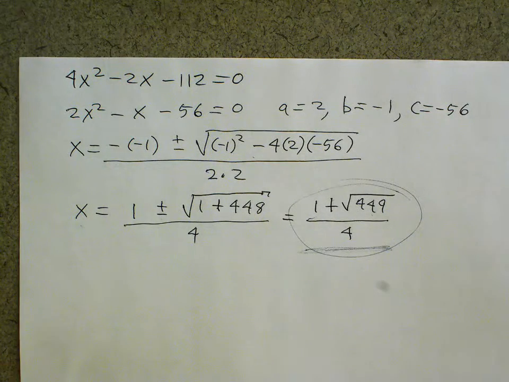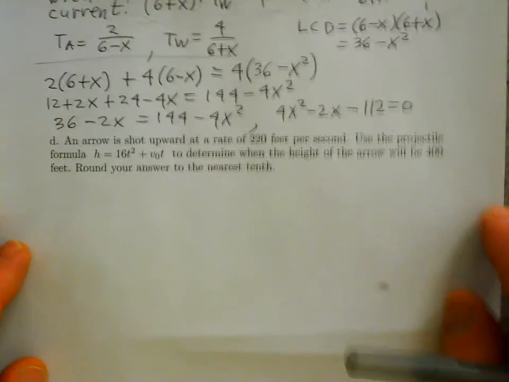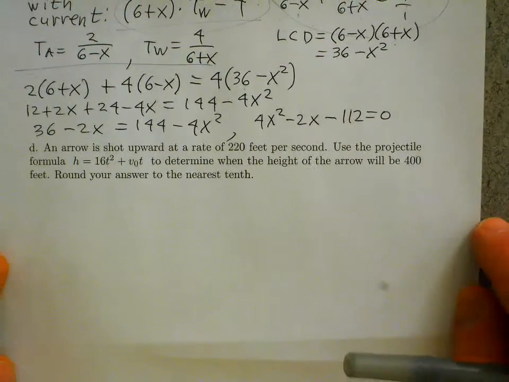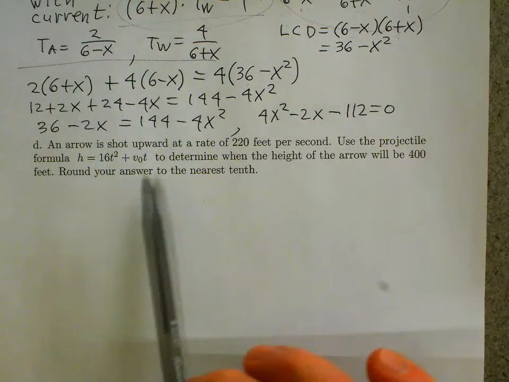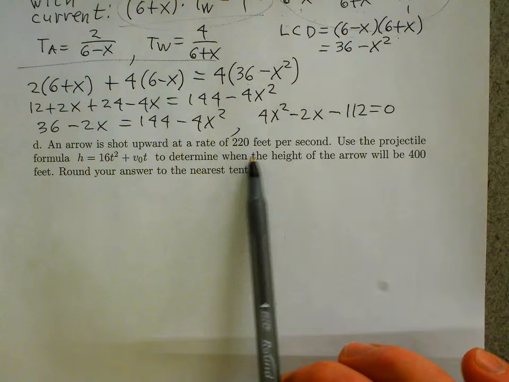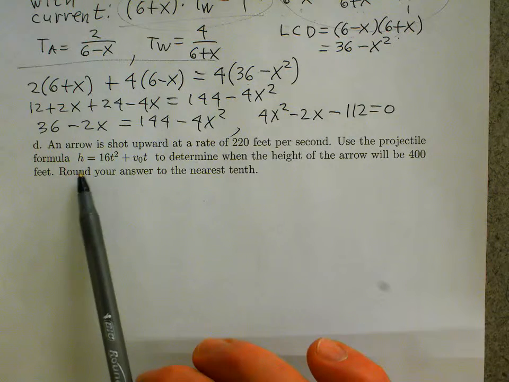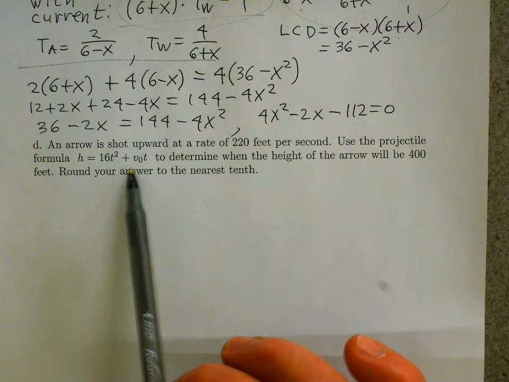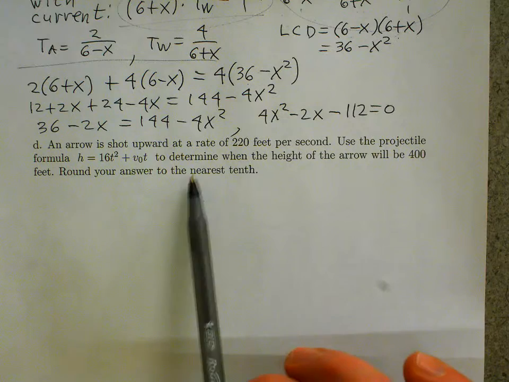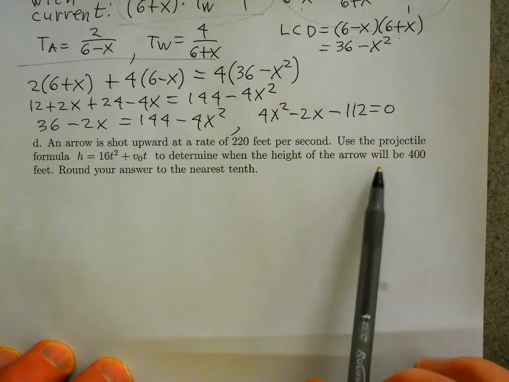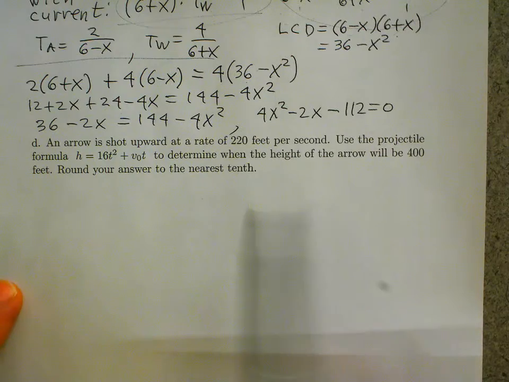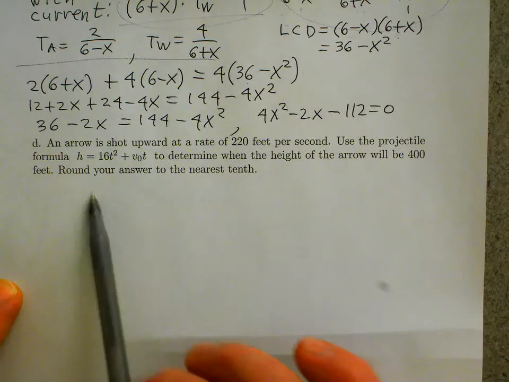Okay, let's move on to the next problem. Okay, this one says an arrow is shot upward at a rate of 220 feet per second. Use the projectile formula, h equals 16t to the second plus v sub 0 times t, to determine when the height of the arrow will be 400 feet. Round your answer to the nearest tenth.